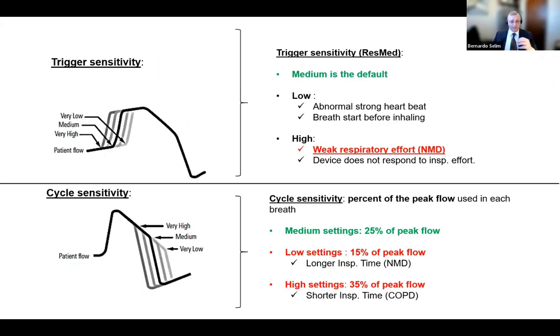So you have seen these graphics in one of the brands of the devices, but literally the concept is you have quantitative and qualitative measures to change these trigger or cycling sensitivities. Sometimes they ask you for qualitative measures, meaning that the settings are qualitative. They say very low, medium, or very high. Or sometimes they're going to give you numbers. So for the trigger, most of the time it's going to be a flow. And in one of the brands, it's going to be qualitative. The default is medium, but it could be very low or high.